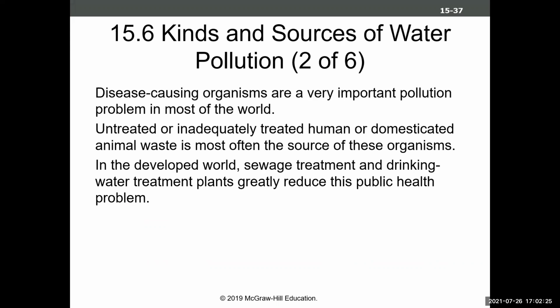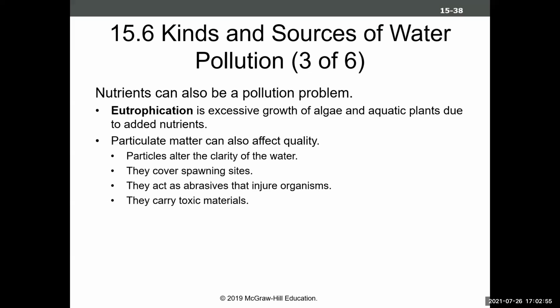Next, you can also have disease-causing organisms as a pollution problem. So if you have untreated or inadequately treated human or domesticated animal waste, they can lead to organisms and pathogens that could cause problems if you drink that water. So things like Giardia, E. coli, etc., can enter those water systems and cause big problems for diseases in that pollution.